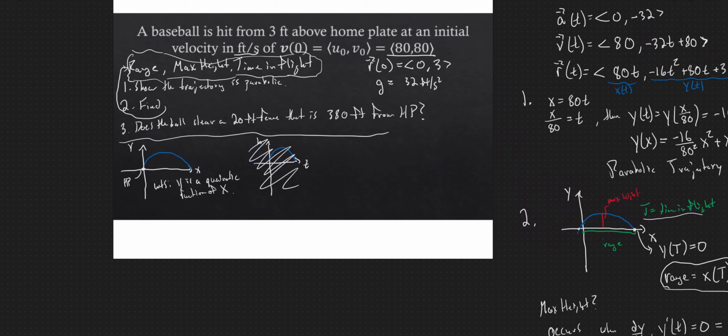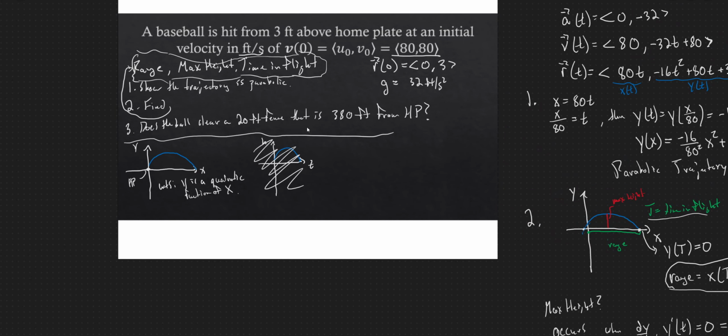So I'll return to part 3 here. Does the ball clear a 20-foot fence that is 380 feet from home plate? So how do we solve this one? I want you to think about this for a second. How can we solve this problem? What sort of information can we synthesize and then use to our advantage? So let's talk through my methodology here. Does the ball clear a 20-foot fence? This is really asking, is the height of the object high enough? So is y bigger than or equal to 20 feet?